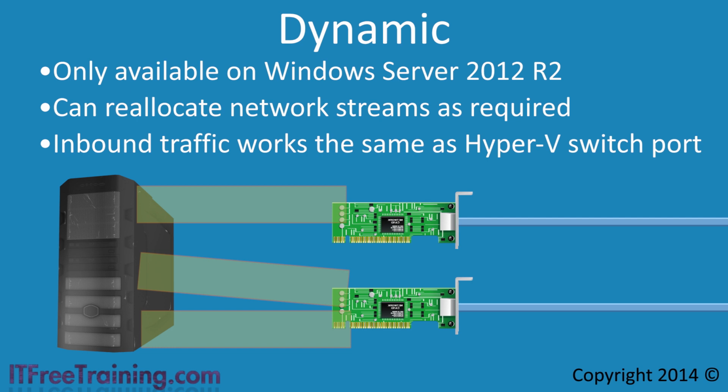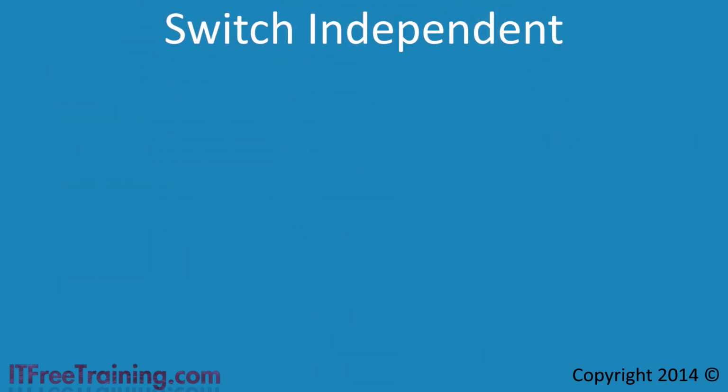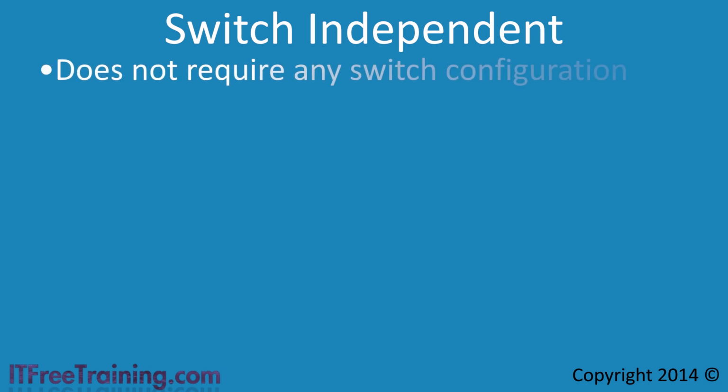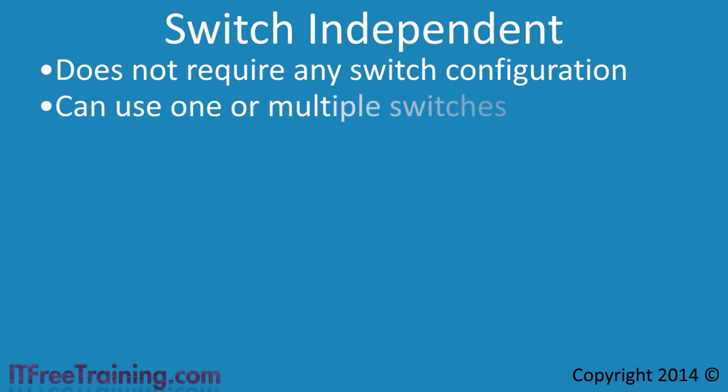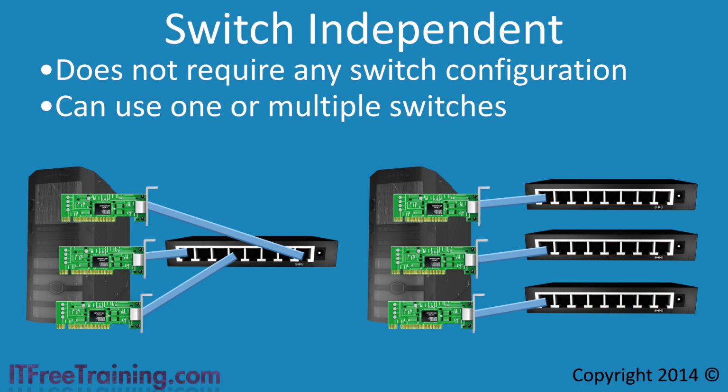This brings me to the next topic, teaming modes. The first teaming mode is switch independent. This teaming mode does not require any configuration of your network switches or any special hardware support. It can use one or multiple switches. That is, you can plug your server network cards into the one switch or into individual switches or anything in between. This is the simplest teaming mode to configure since it requires no special hardware configuration.